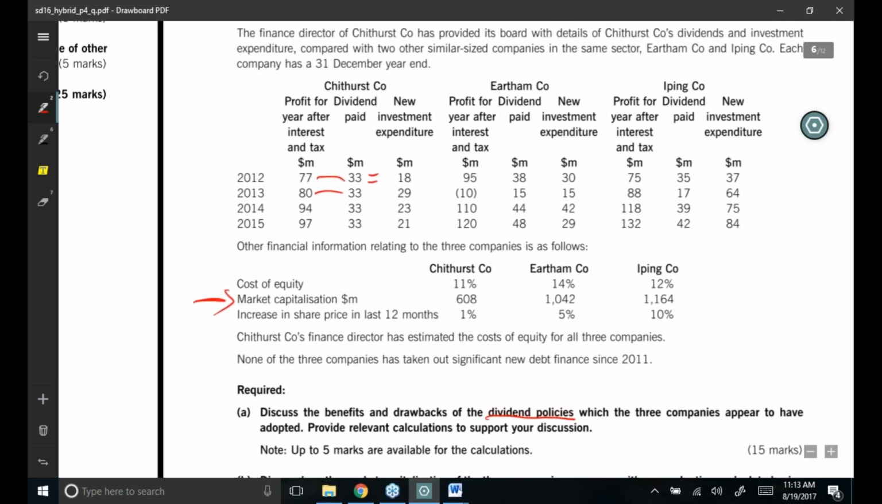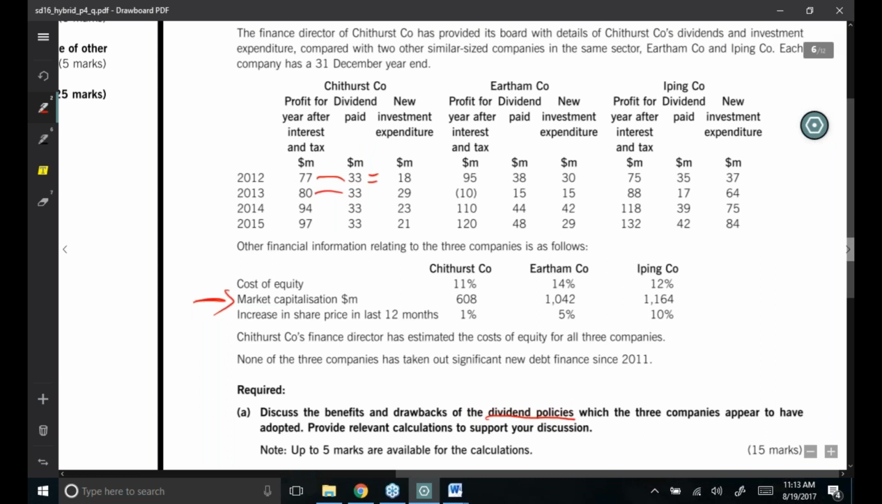Okay. And like in 2012, try to understand this. First, you need to calculate the dividend payout ratio. Then you need to know that you have earned 77 million, you have paid 33, and the remaining was 44 million, but you have only invested 18. That means if you are not paying a higher dividend, you are not even retaining properly. That is the wrong policy.